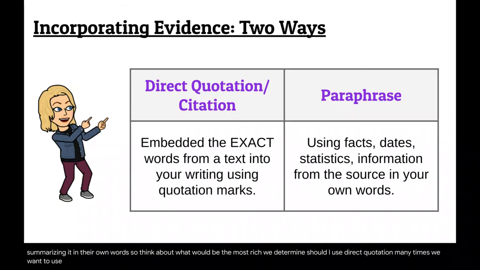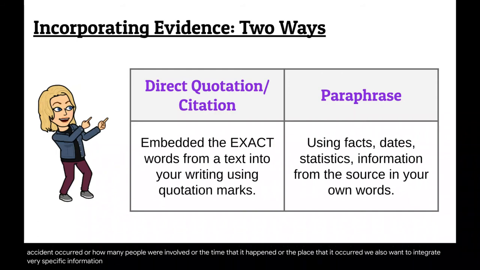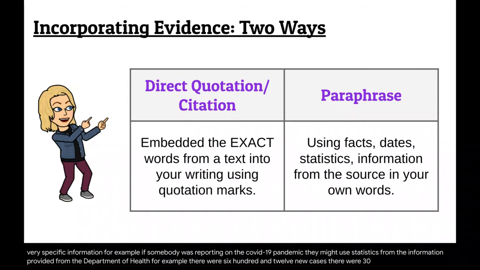Many times we want to use paraphrase, because paraphrase is a way to really integrate things like specific facts. For example, the date that this accident occurred, or how many people were involved, or the time that it happened, or the place that it occurred. We also want to integrate very specific information. For example, if somebody was reporting on the COVID-19 pandemic, they might use statistics from the information provided by the Department of Health. For example, there were 612 new cases, there were 37 deaths.